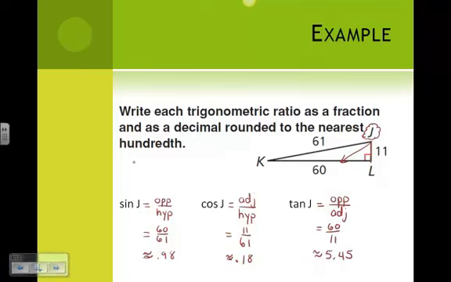Now, an easy way that a lot of people like to use to remember the trigonometric ratios is something called SOHCAHTOA. Sine is opposite over hypotenuse. Cosine is adjacent over hypotenuse. And tangent is opposite over adjacent. So you can use that to remember the trigonometric ratios. We pronounce it as SOHCAHTOA.